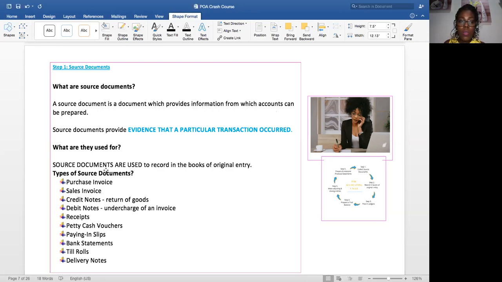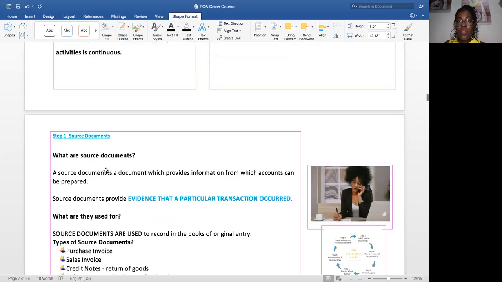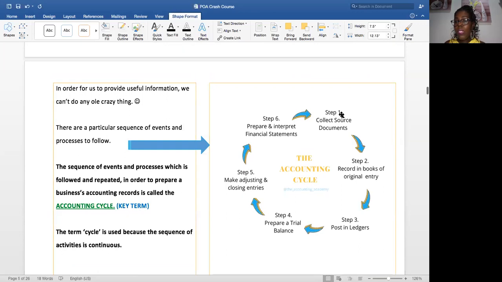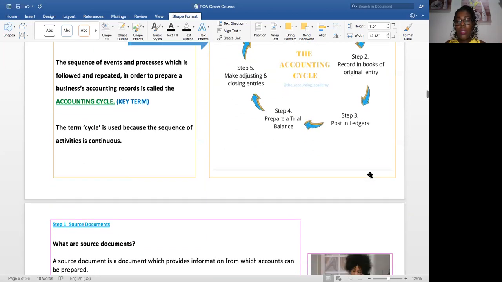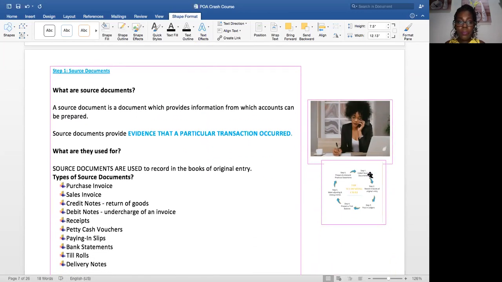What are they used for? Source documents are used to record in the books of original entry. Let me just go back up. You see step 1 is to collect the source documents. Step 2 is record in the books of original entry. We will take some of the information from the source documents and record it in our books of original entry. Right, so we're connecting the 2 dots there. We don't just collect source documents for collecting source documents' sake. There's a purpose for us collecting the source documents. And that is for us to record in the books of original entry.